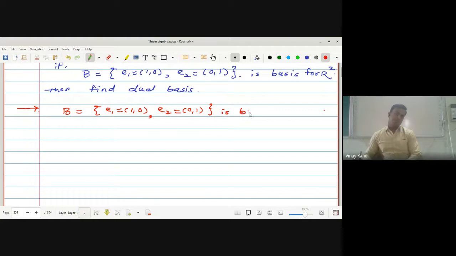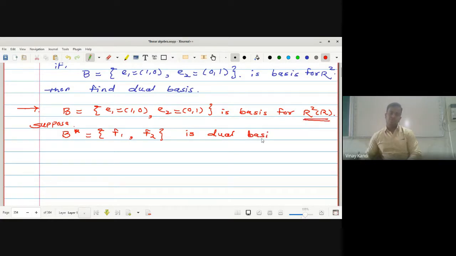Is a basis for R2 over R. Okay, and beta star, or B star, is equal to f1 and f2, is a basis for B star, or is the dual basis. Write down like this. Okay, dual basis for this vector space.